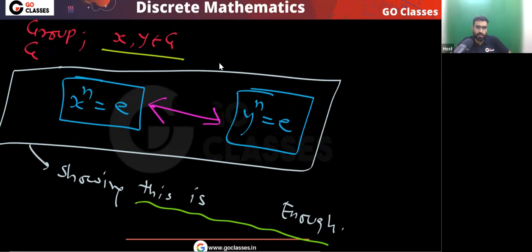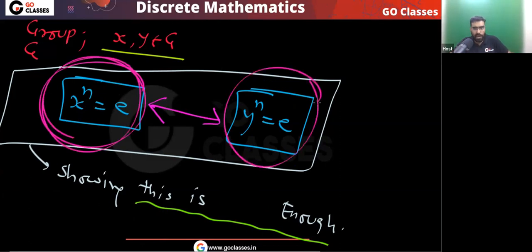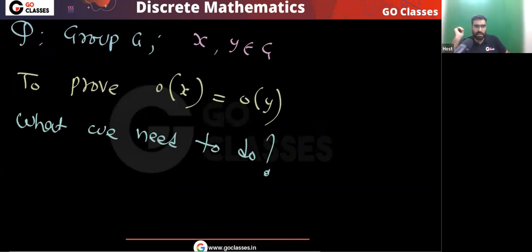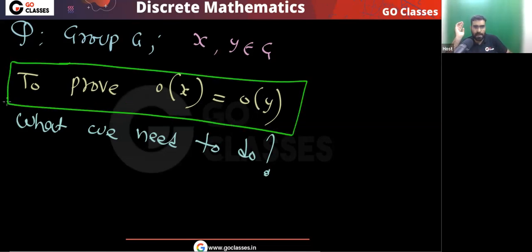Are you getting this point? So this is what we can show. Whenever x power n is equal to e, then y power n is also e. And whenever y power n is e, then x power n is also e. So please understand, if you want to prove that order of x is equal to order of y, the simple method is just this.